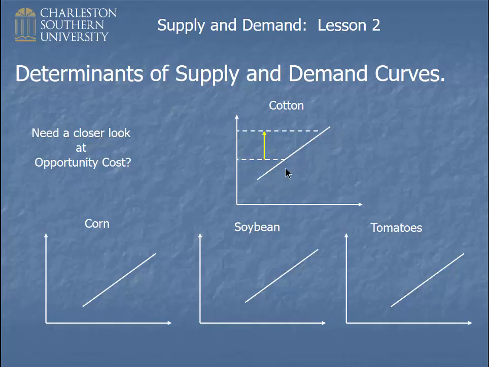The supply curve for cotton hasn't moved at all, but the supply curve for corn will shift back to the left because there'll be less acreage in corn, and similarly the supply curve for soybean and the supply curve for tomatoes will shift back to the left.